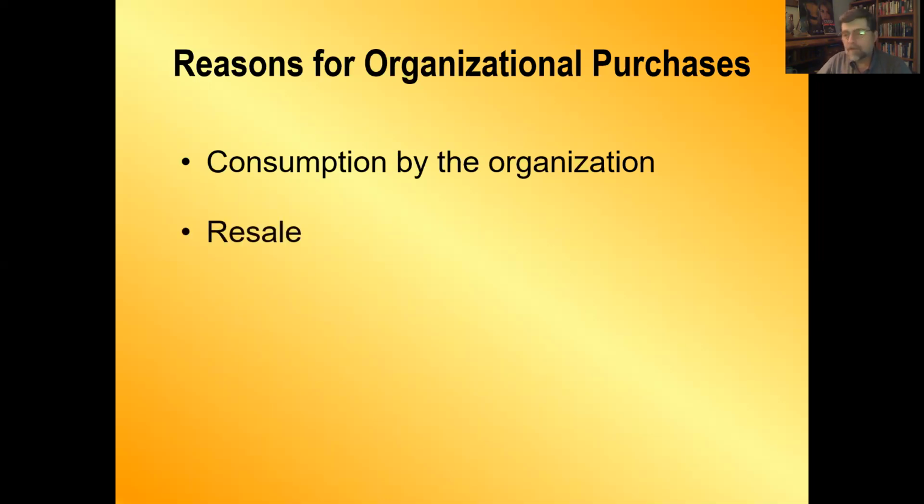And then we also have purchases for resale. Now, when we talk about consumption by the organization, some people think, oh, well, what about textbooks? Textbooks are resold, so that comes into a different category. And if you think of a store, let's say like Macy's or Amazon, they purchase lots of products, but 99% of it is to be resold to another party. So that's a different category of purchasing.